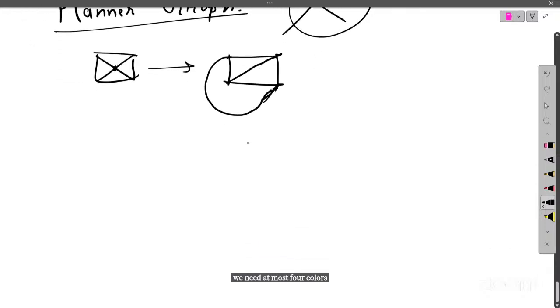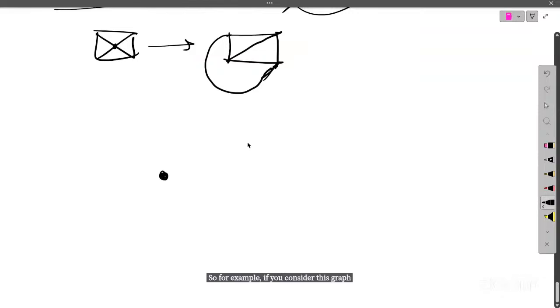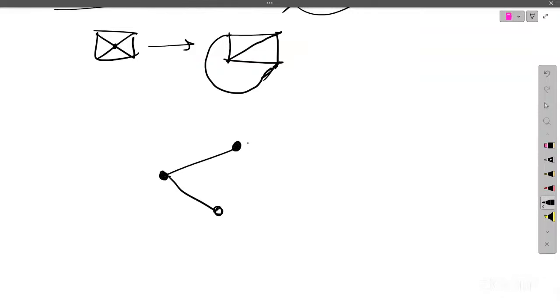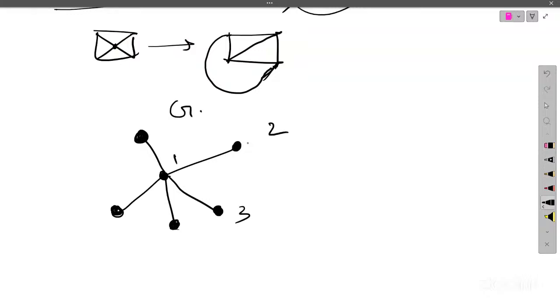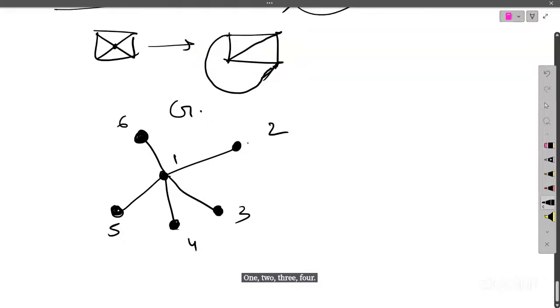So for example, if you consider this graph, right? Now in this graph, how many colors do we need to color this graph? And this is a planar graph, right? No edges are intersecting. 1, 2, 3, 4, 6. How many colors do we need?